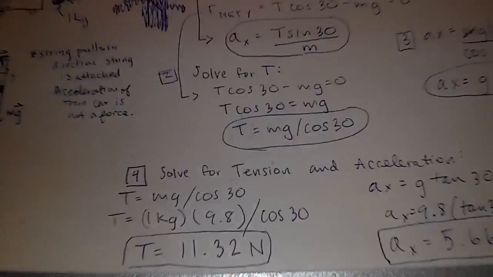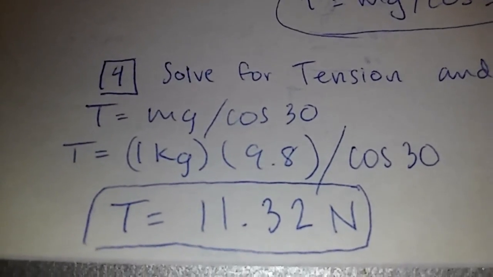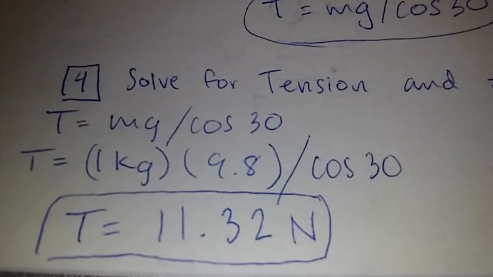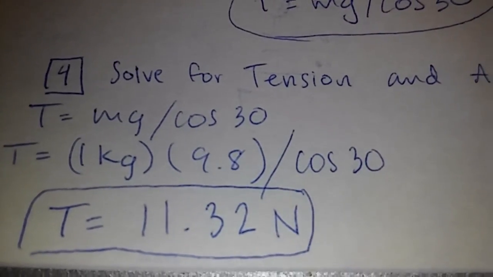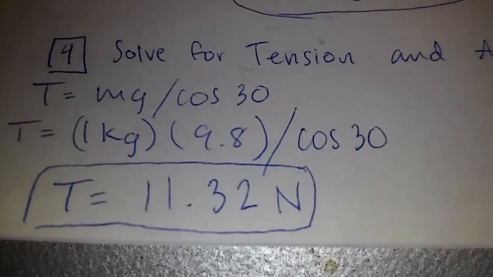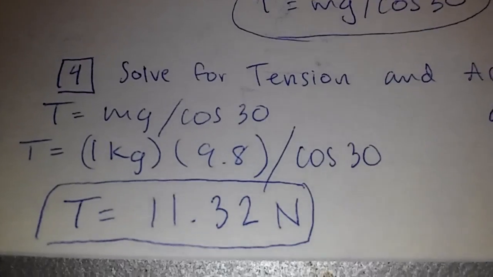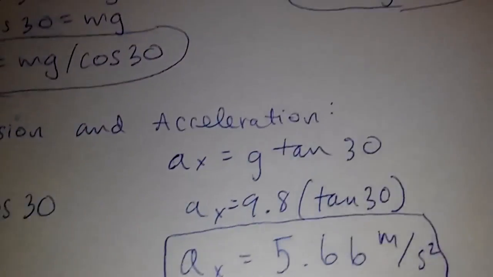Now I want to solve for tension and acceleration. I just plug in my values from the original equation. So I have a 1 kilogram mass times g, 9.8, divided by the cosine of 30, which my calculator tells me is 11.32 newtons, because it's a force, equals tension.